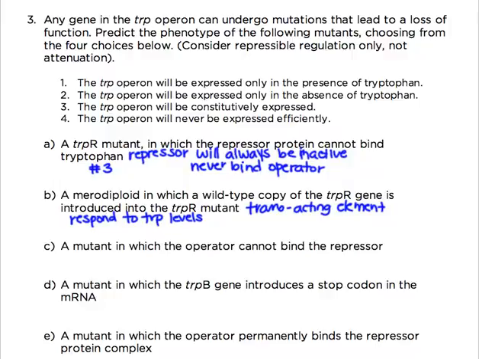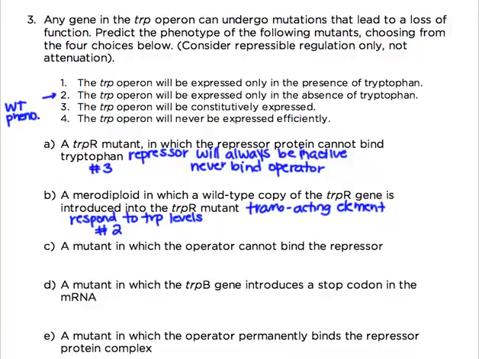So for this, the normal regulation of the TRP operon is actually choice 2, and that's where the TRP operon is expressed only in the absence of tryptophan, which remember is opposite from the lac operon, which is only expressed in the presence of lactose. Okay, so a trans-acting element, reintroducing a wild-type copy of this repressor protein, can bring you back to the normal phenotype of the TRP operon, which is number 2. So let me just make a note of that. That is wild-type phenotype.